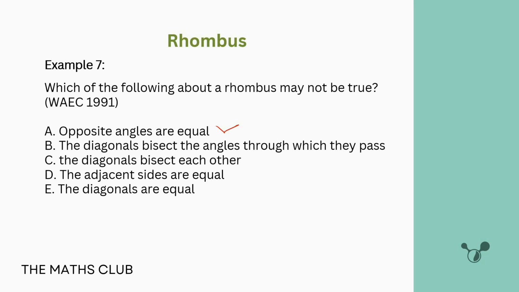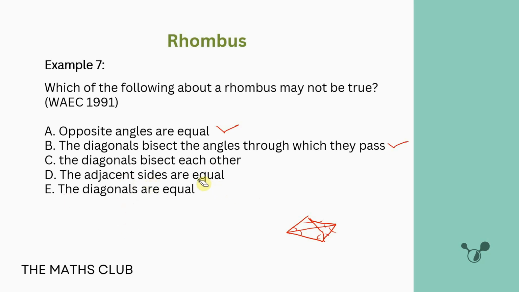So the diagonals bisect the angles through which they pass. So if you see, let's say this is a rhombus, right? And this is the diagonal, this one diagonal. So you can see it is bisecting this angle, and this one, and this one, and every one of the angles. So you need to note that. So option B is correct.